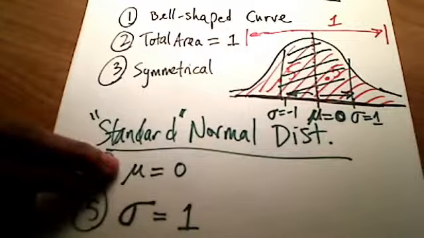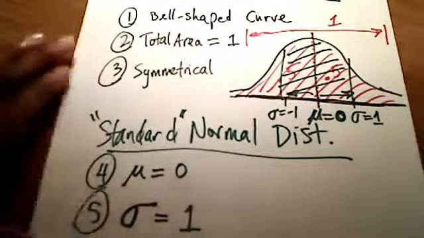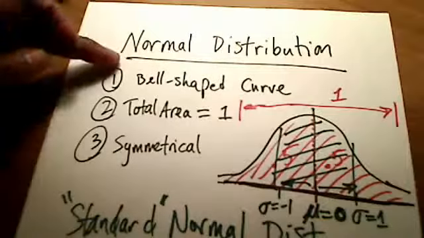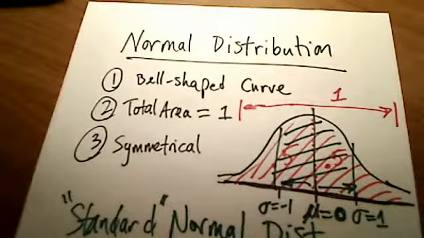It means that the population mean is 0, population standard deviation is 1, and when we say normal, we mean it's bell-shaped, total area is 1, and it's symmetrical. Hope that helps.